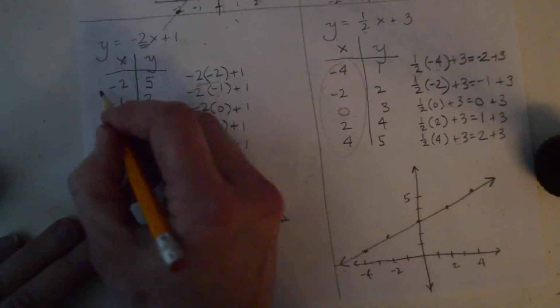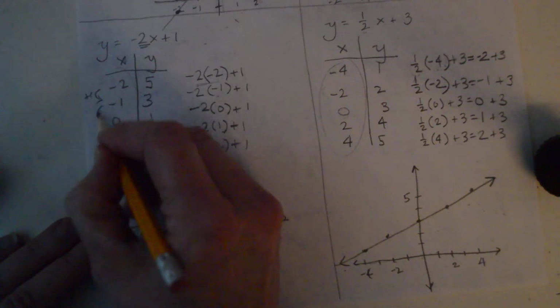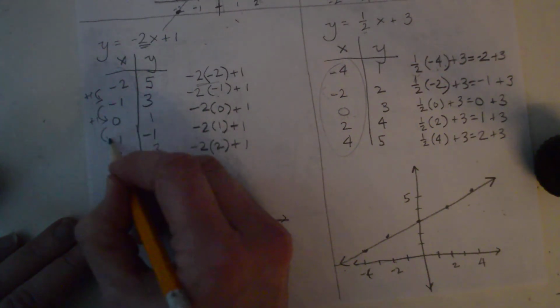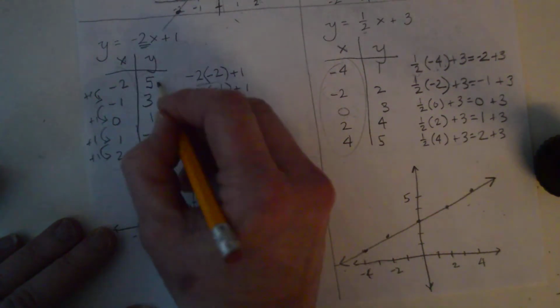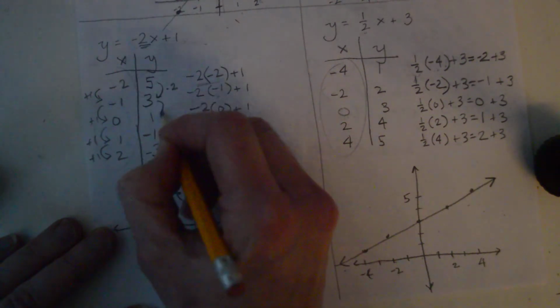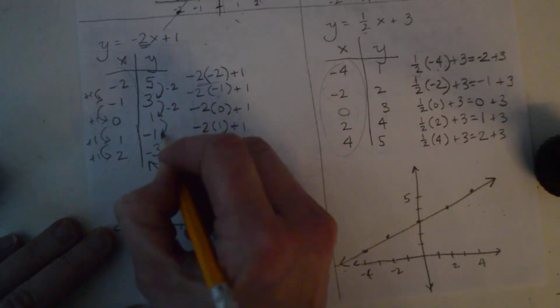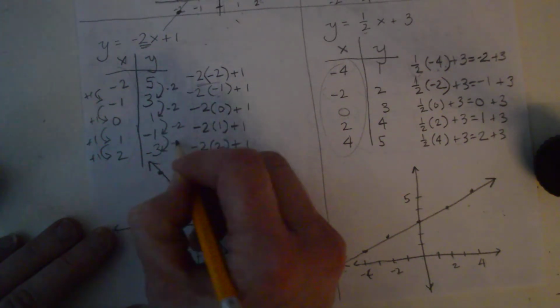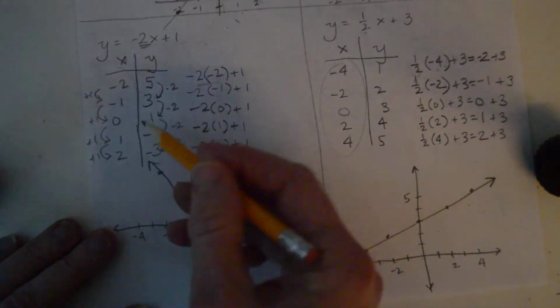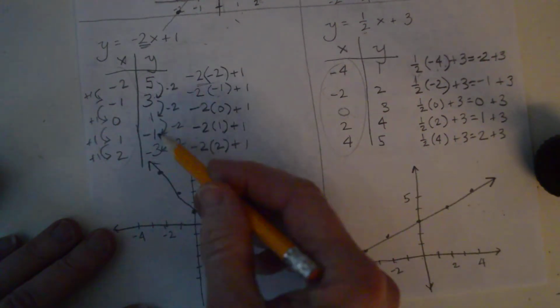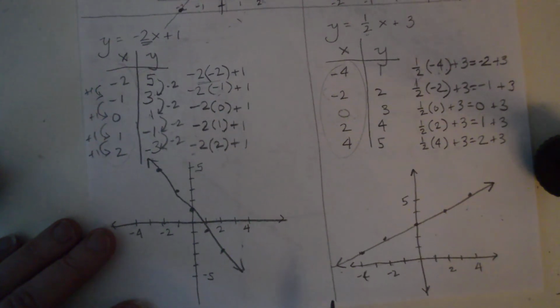All right. Then here, every time we increased by 1, we decreased by 2. All right, 5 to 3 goes down by 2. 3 to 1 goes down by 2. 1 to -1 goes down by 2. -1 to -3 goes down by 2.